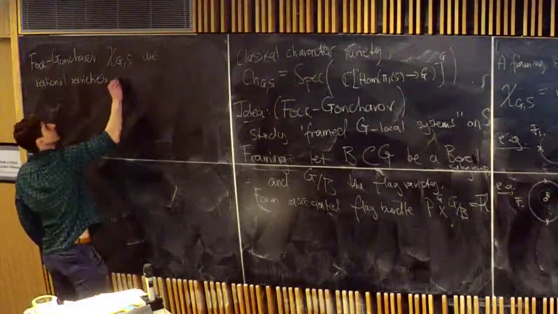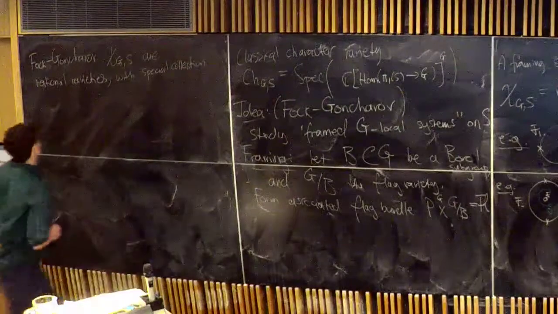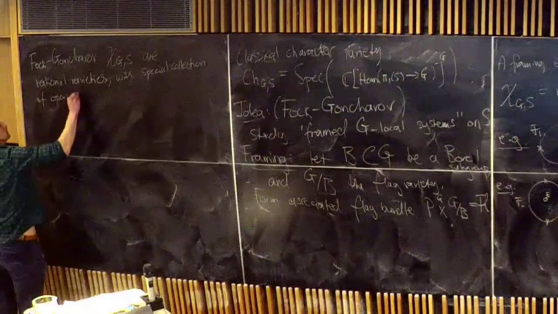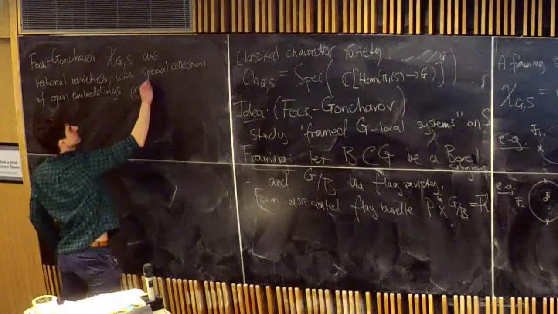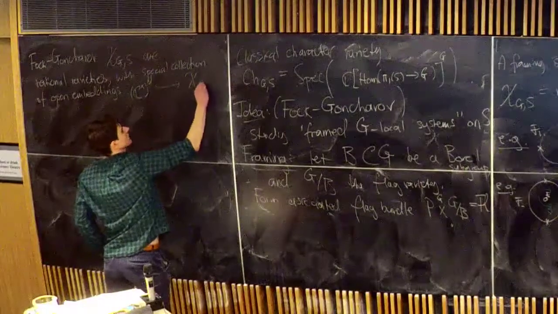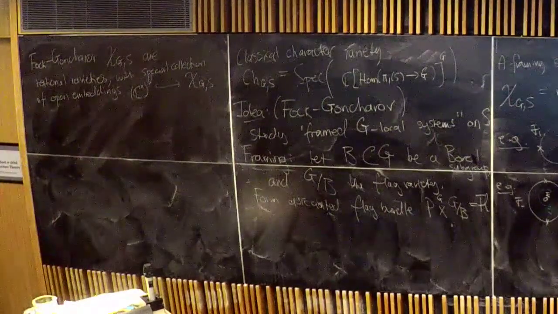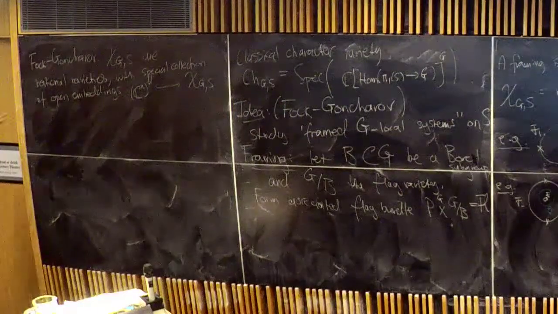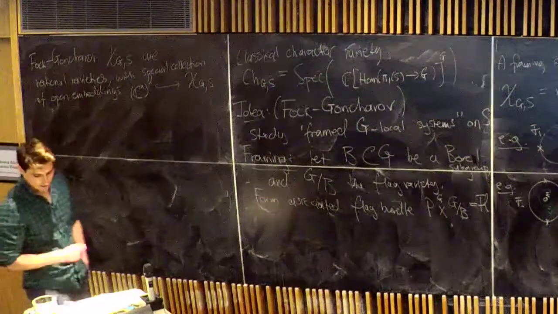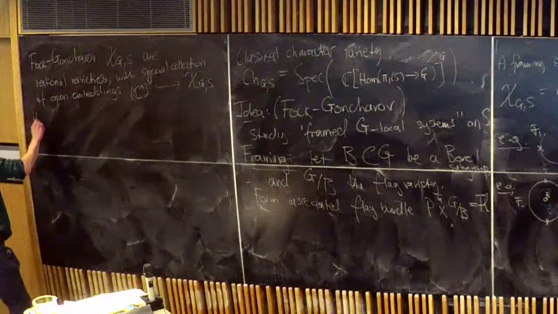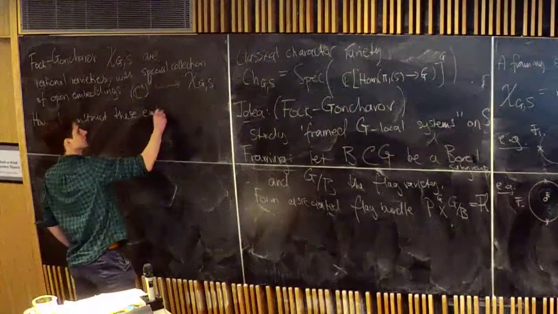And they come with a special collection of open embeddings of tori, so split algebraic tori. So you start with the dimension of the moduli space. Alright, so what I want to do is explain how to construct these special toric coordinates, if you like. So let me begin by explaining how the story works.